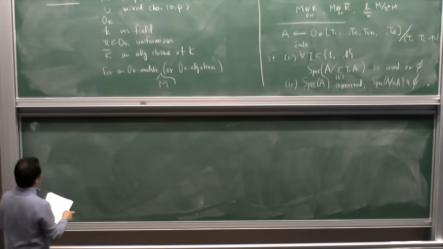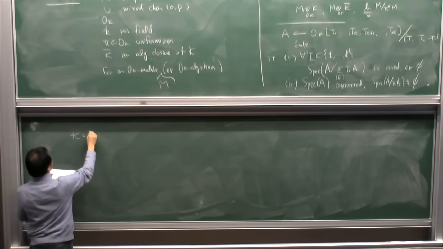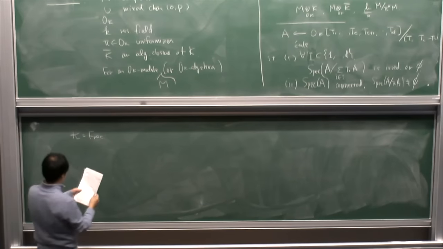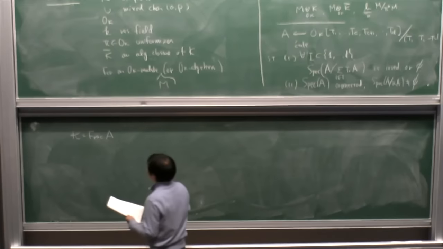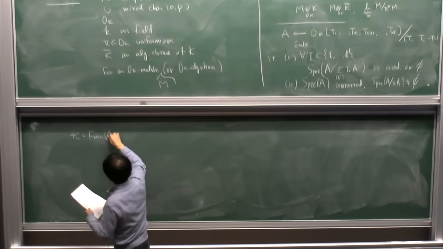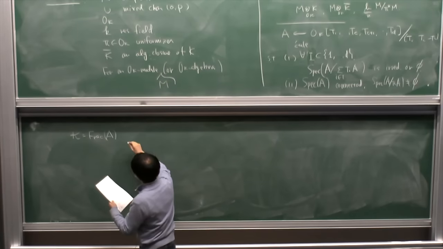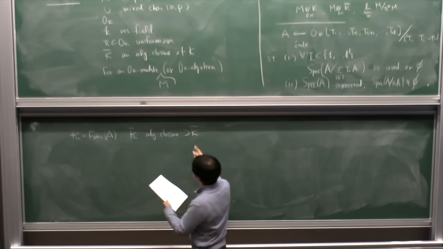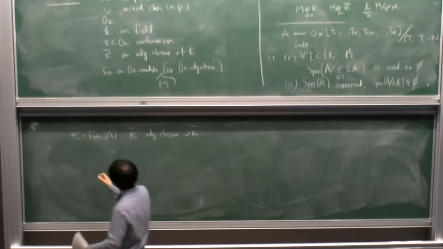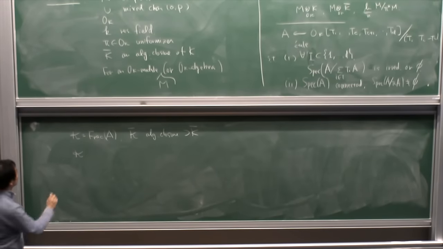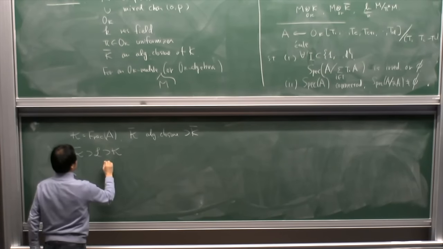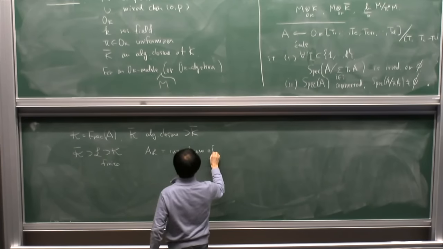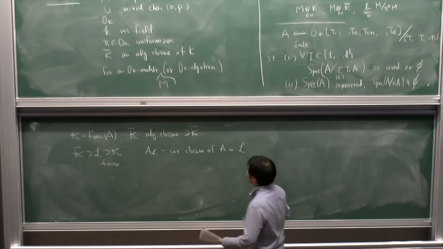Then I consider the geometric fundamental group of the generic fiber, but I also need some more notation. Curly K denotes the field of fractions. K bar is an algebraic closure containing the algebraic closure of the base field. We consider a finite subextension L, and A_L denotes the integral closure of A in L.